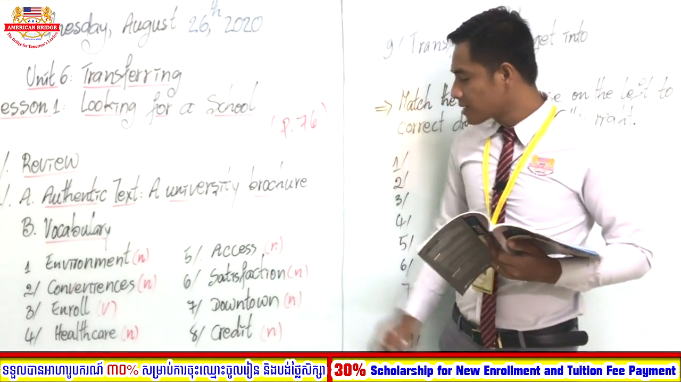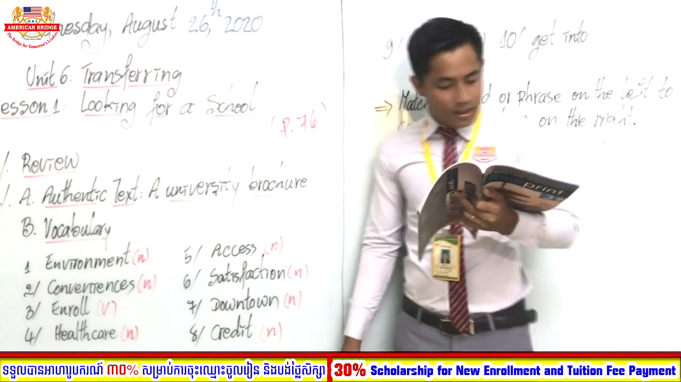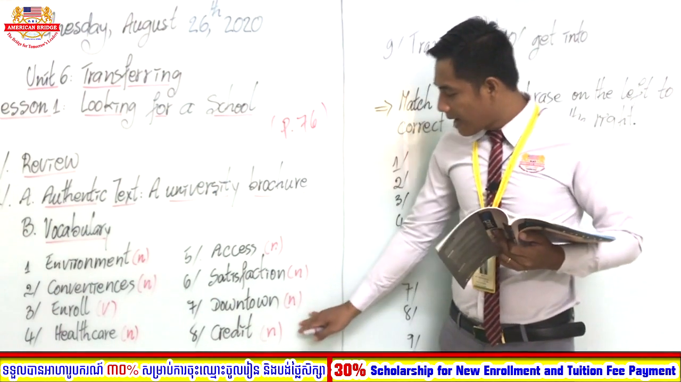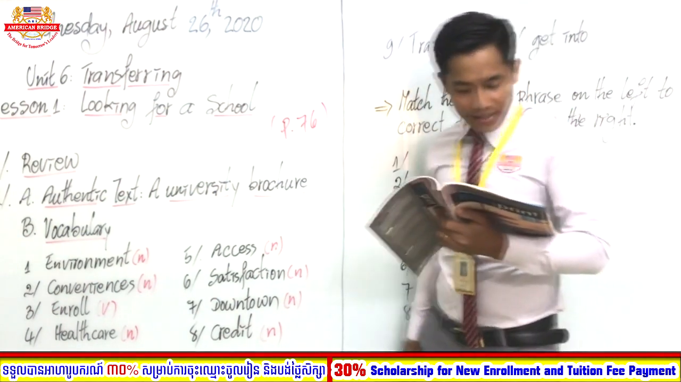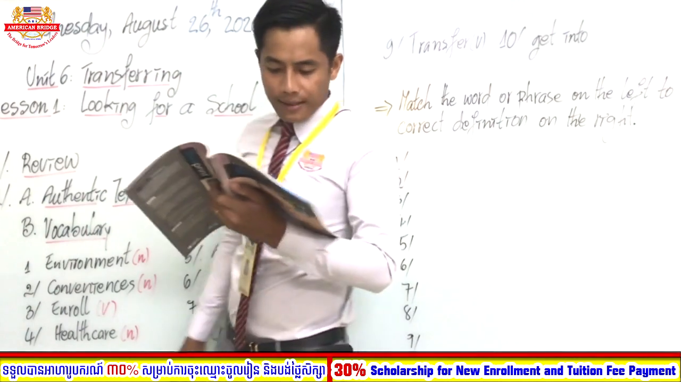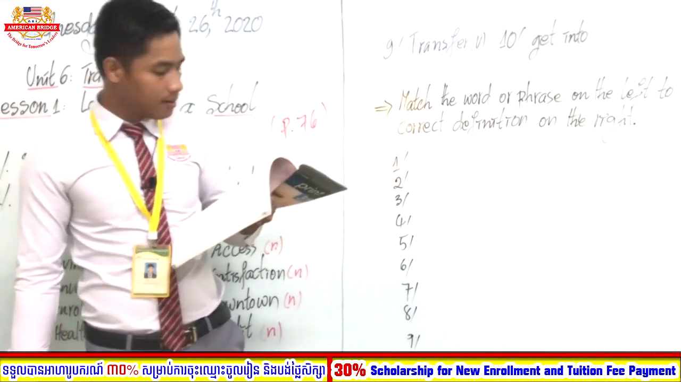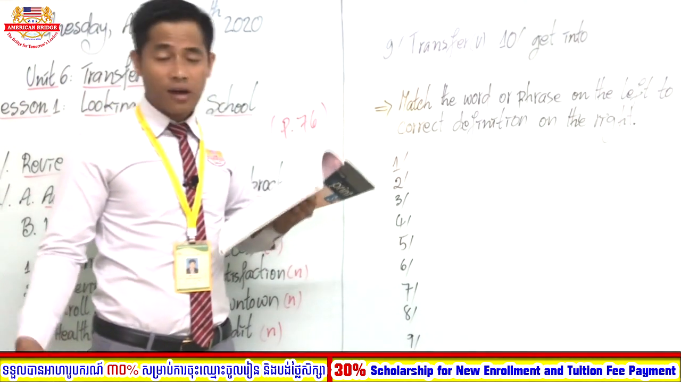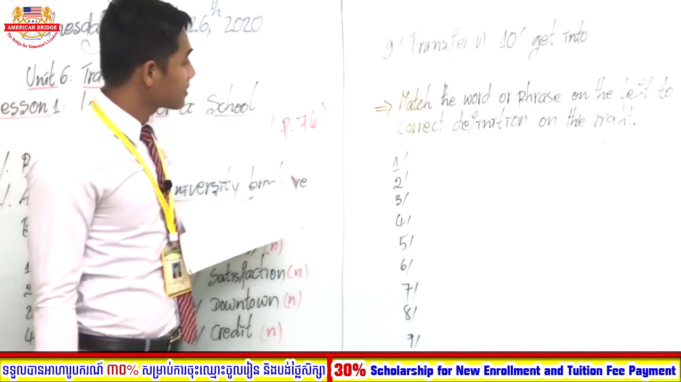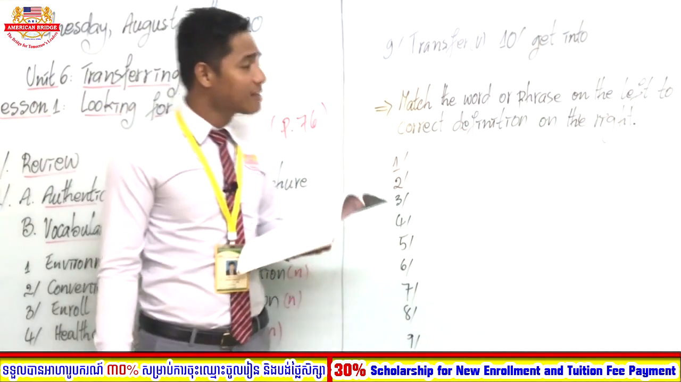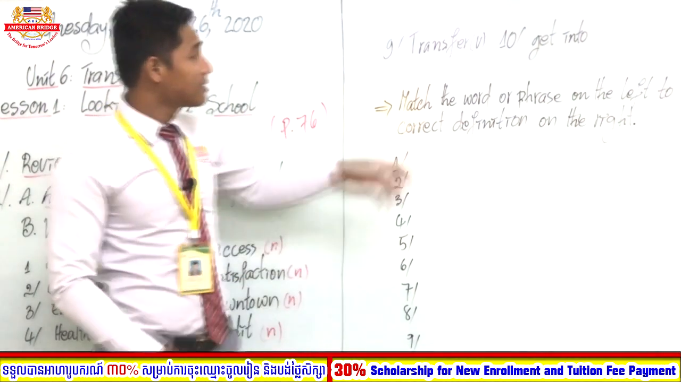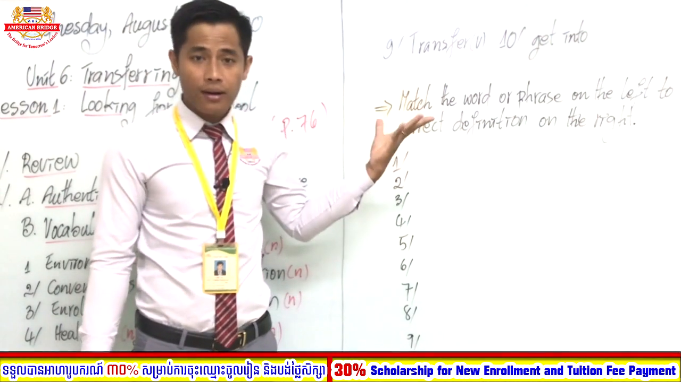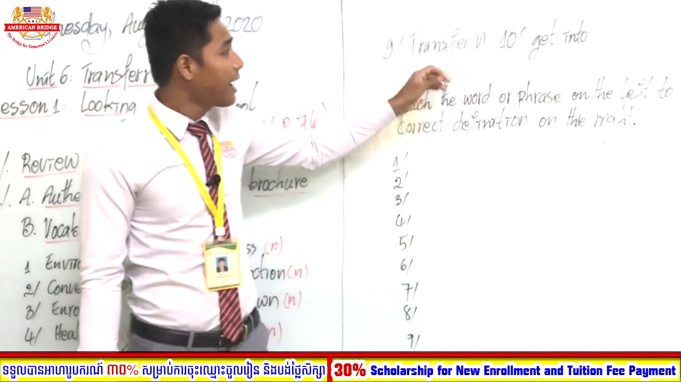Number 7, downtown. What does it mean, downtown, students? So downtown, we talk about the center of a city. Okay, and credit. What does it mean, credit, students? So credit means a unit of study. We can say a part of a degree or course. And transfer. What does it mean, transfer? So transfer functions as a verb. So transfer means to move something to somewhere. Okay, to move something to somewhere.